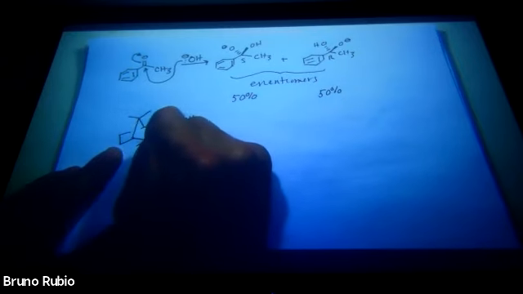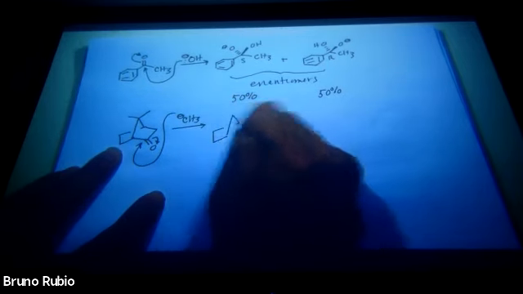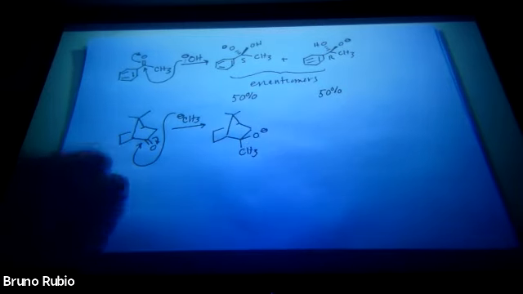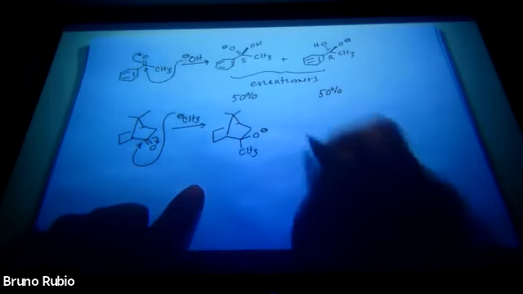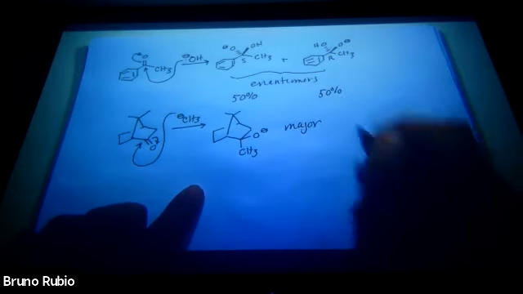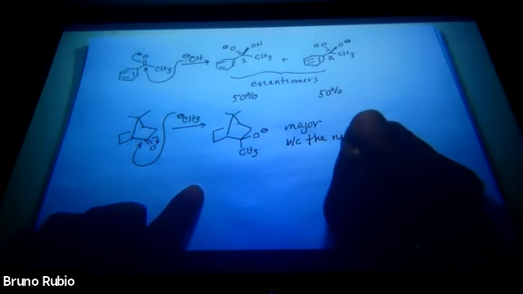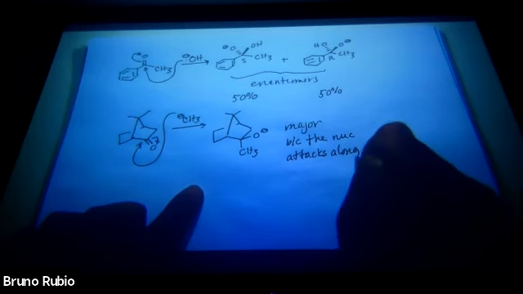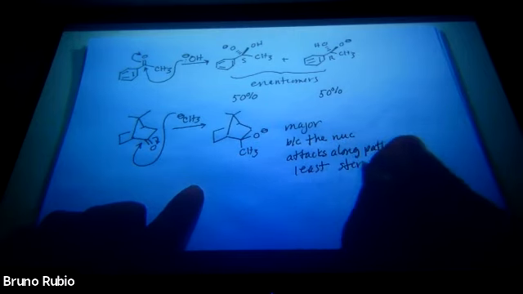And again, this carbonyl bond has to snap. The product here is going to look like this, where the CH3 came in from the bottom and that carbonyl oxygen got flipped to the top here. This is the major product because it's why? Because the nucleophile attacks along the path of least steric resistance.